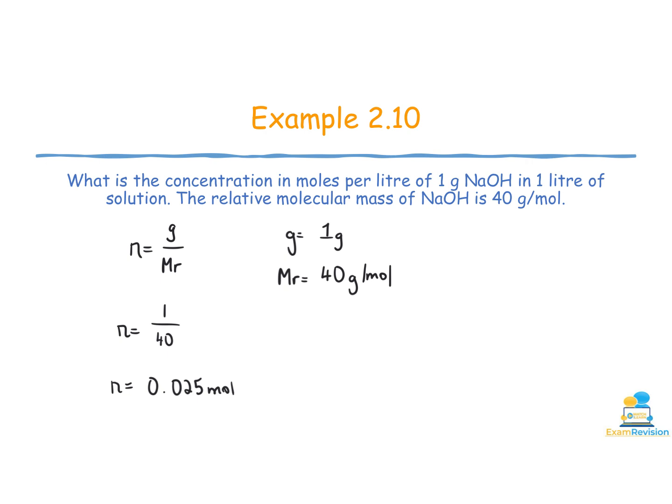Now that 0.025 moles of sodium hydroxide is in 1 litre. We've been asked to express the concentration in moles per litre, and you can see here that we have expressed it in moles per litre. Therefore, we have a 0.025 molar solution, big capital M.